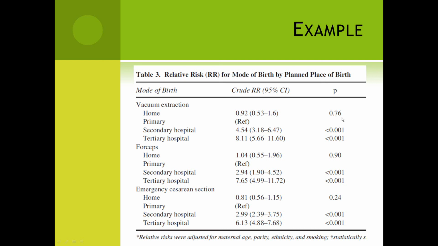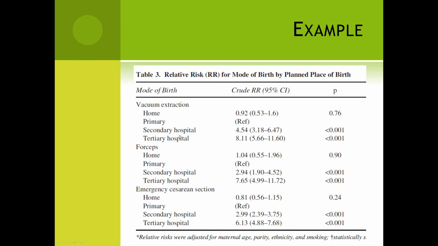So the p-value for the home group, while this is telling us they have less risk of the outcome, the p-value is greater than 0.05. So this isn't a statistically significant finding. There's really a high probability that the difference between the home and the primary unit groups happened by chance. It wasn't due to the fact that they were planning to have their babies in different places. So that's not a statistically significant finding.